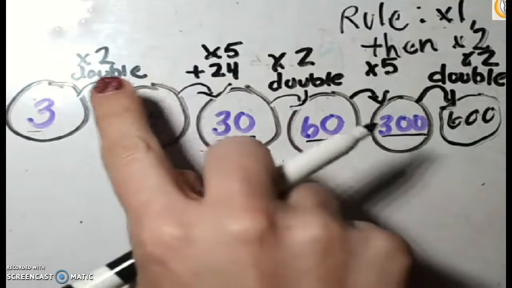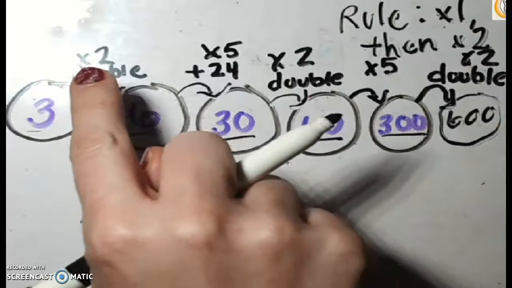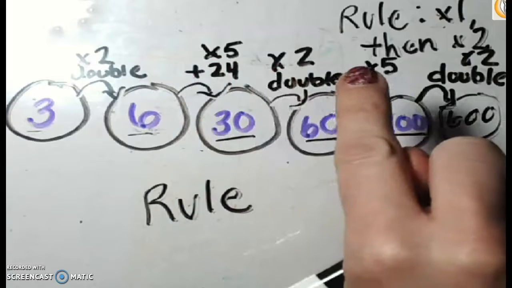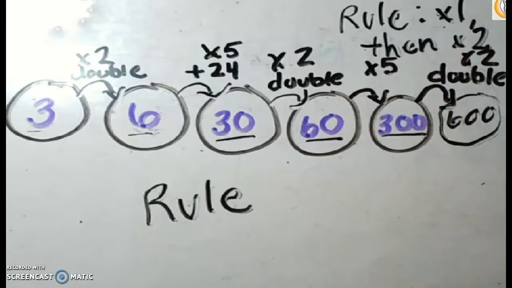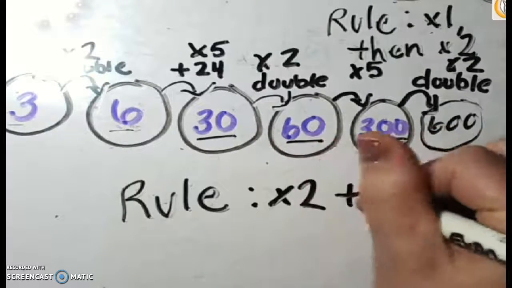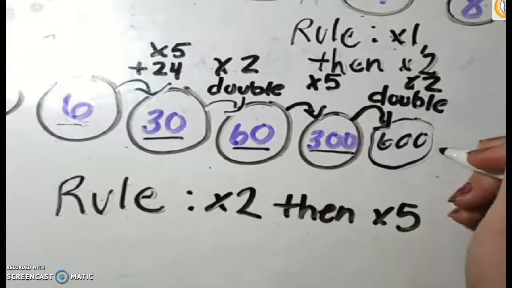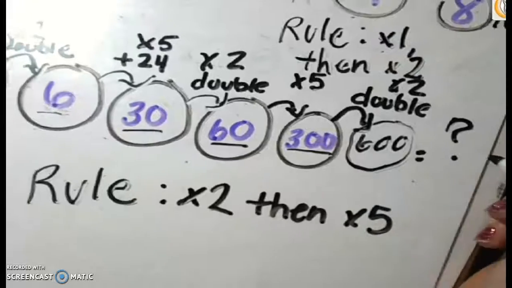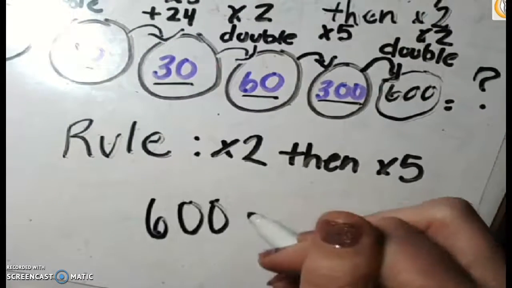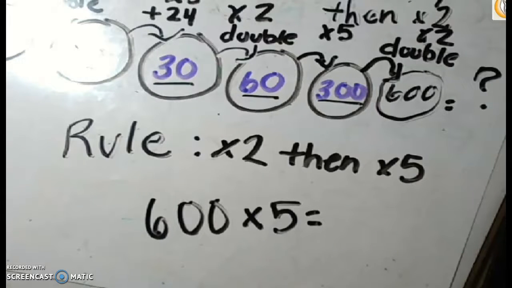So when I look at my notes, I see a pattern. First, we multiply by 2. Then we multiply by 5. Then we multiply by 2. Then we multiply by 5. Then we multiply by 2. So that tells me that the rule is to multiply by 2, then multiply by 5. So what would our next number be? We would need to multiply by 5. So 600 times 5? Ready for some 4th grade math strategies?